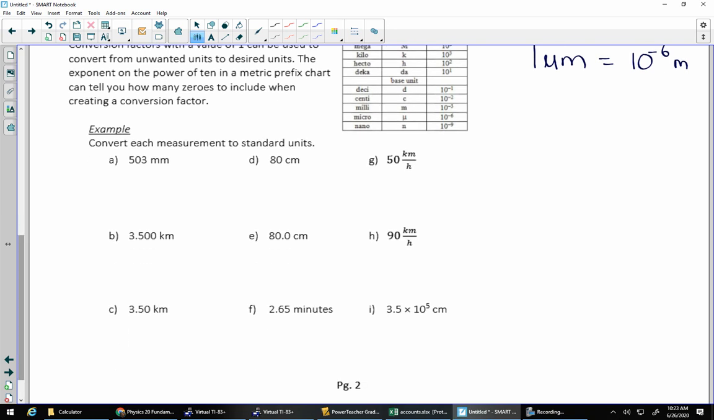So units cancel the same way that numbers do. Any number divided by itself is equal to 1. Any unit divided by itself is equal to 1. What that means is, when we have things multiplied and divided, or numerator and denominator, they can cancel each other out.